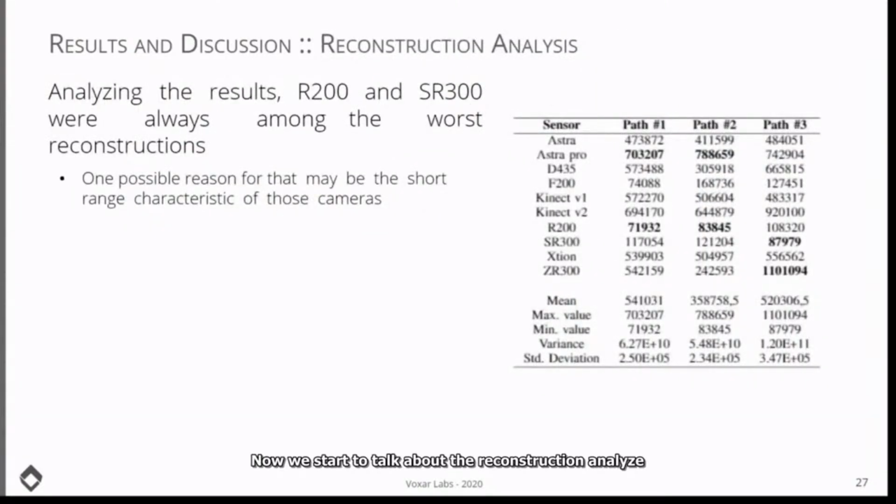Now we start to talk about the reconstruction analysis. Analyzing the results, RealSense R200 and SR300 were always among the worst results. One possible reason for that may be the short range of this camera.